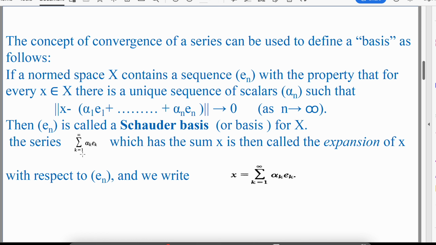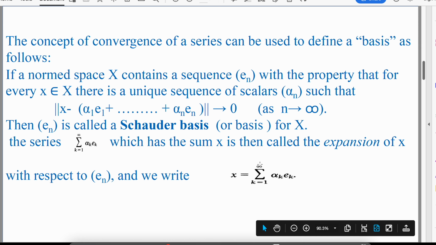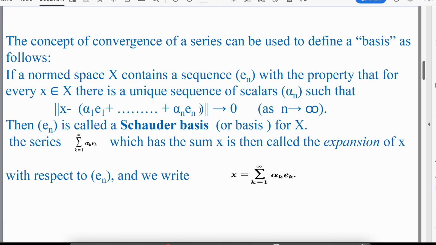And the series alpha 1 e1 plus alpha 2 e2 plus ... alpha n en, or we can extend as n tends to infinity, sigma k equal to 1 to infinity alpha k ek, which has the sum x, is then called the expansion of x with respect to en, and we write it as x equal to sigma k equal to 1 to infinity alpha k ek. So we have defined the concept of convergence of series.